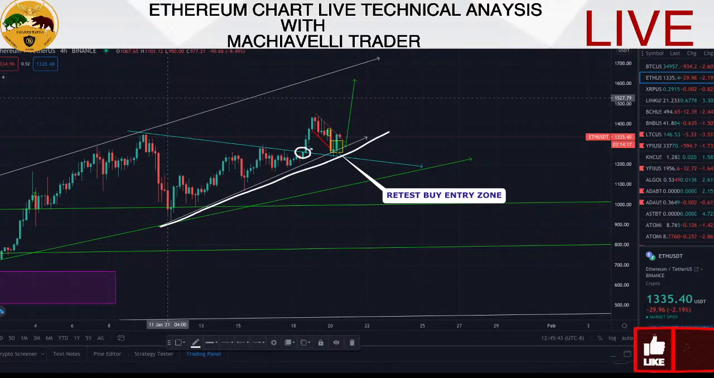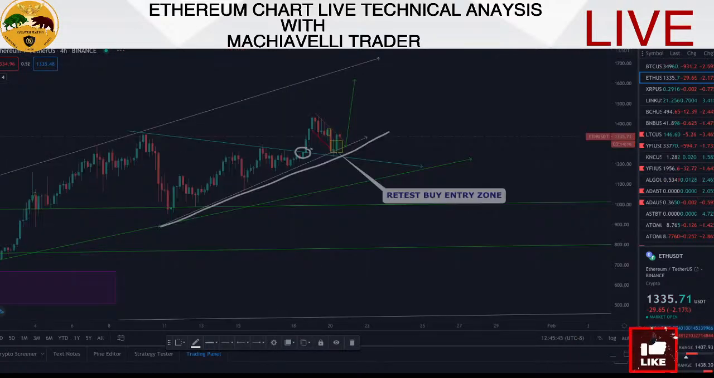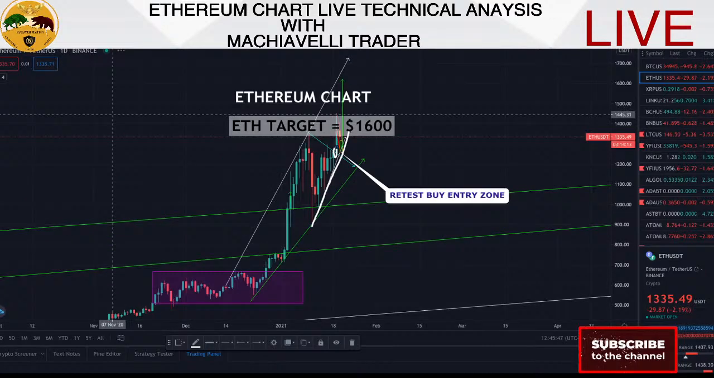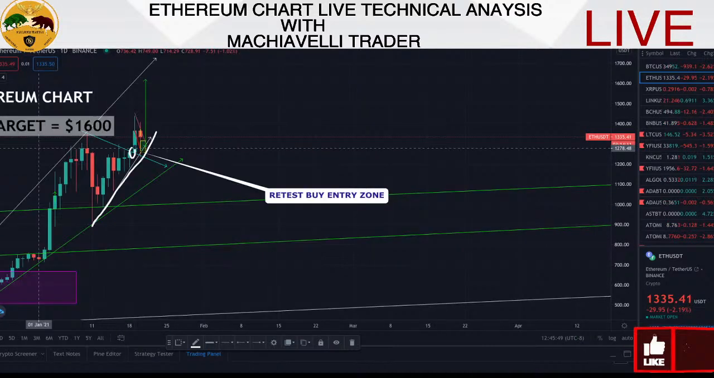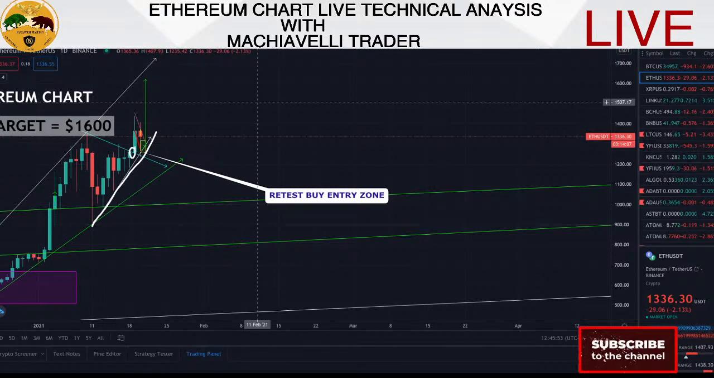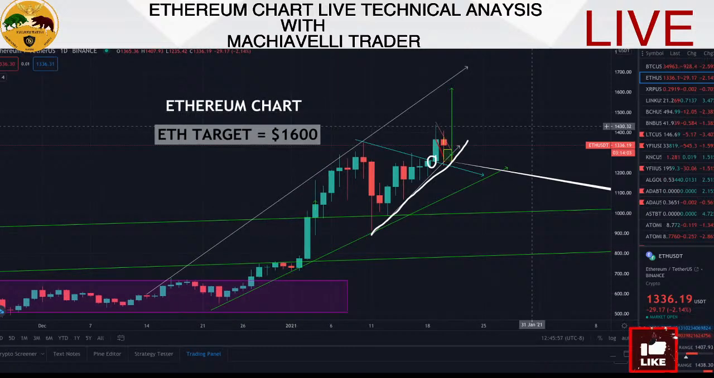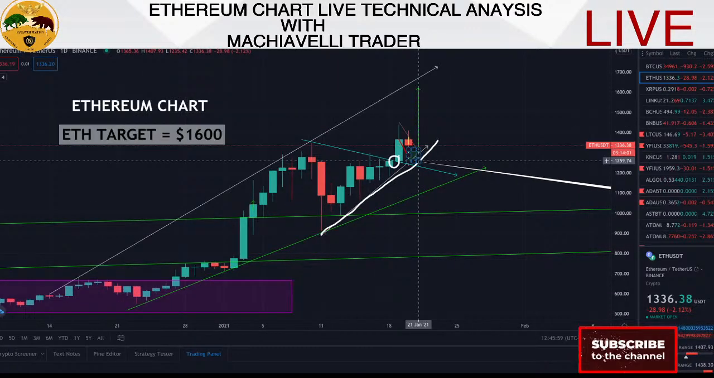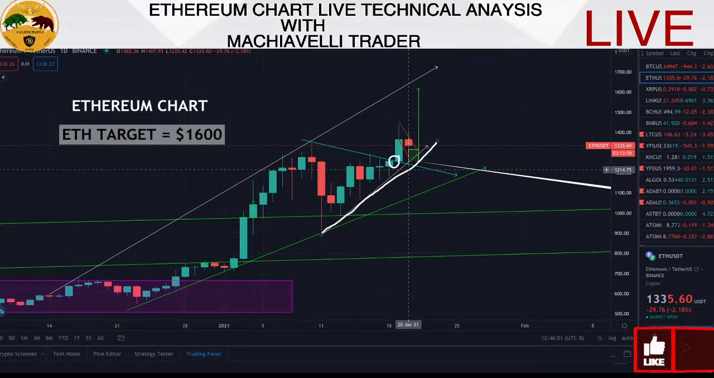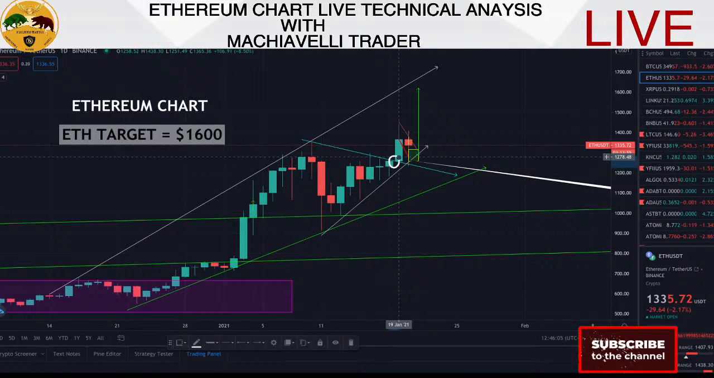To make this even more interesting, I will scroll to my daily chart and show you what we are having on Ethereum right now. You can see that the bulls on Ethereum are really clear on what to do next. They are clear about the direction that they want to go. The bulls are very clear about their direction.